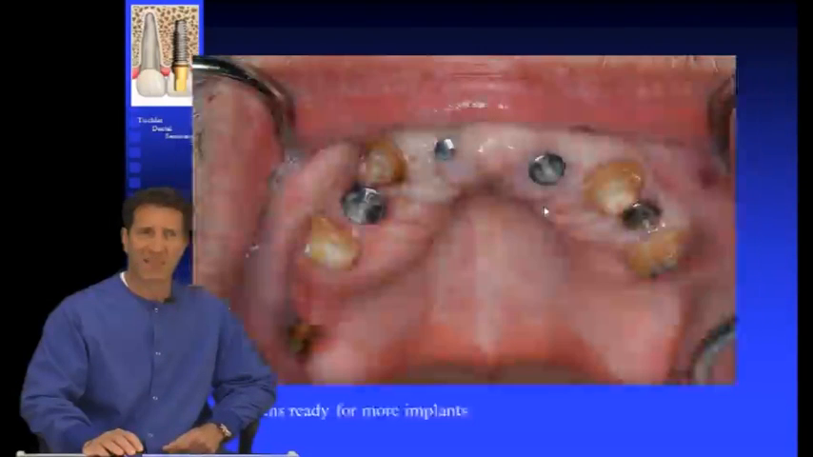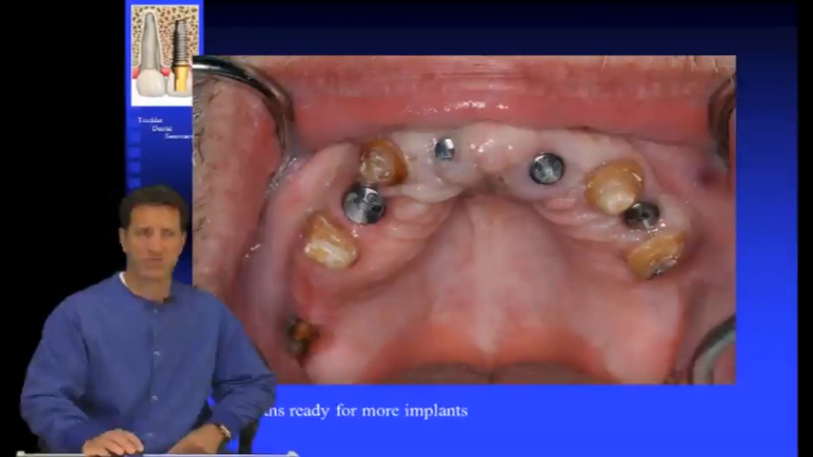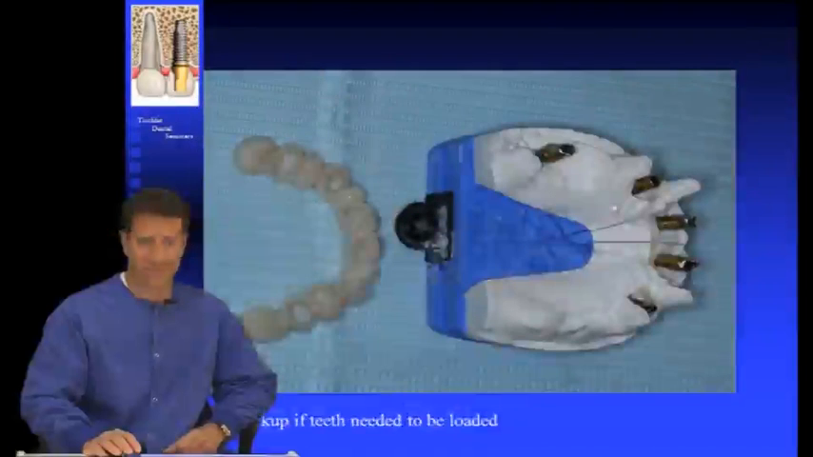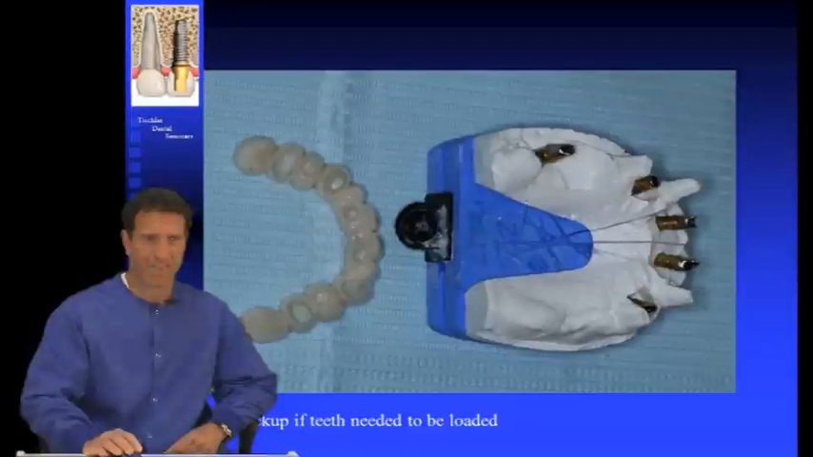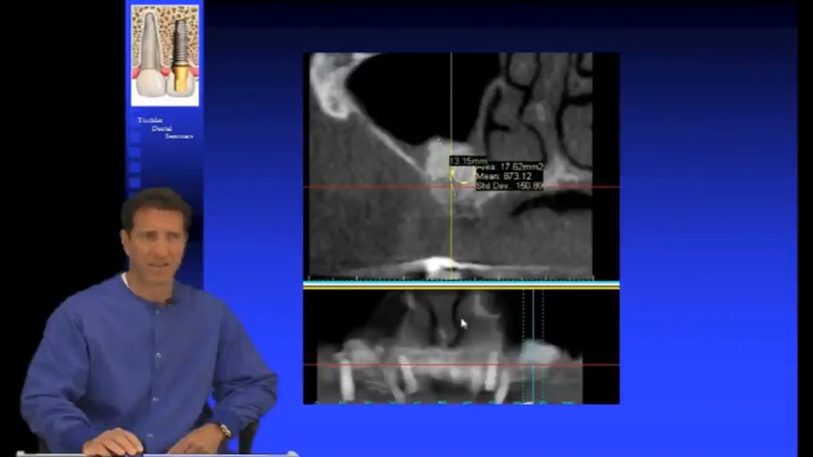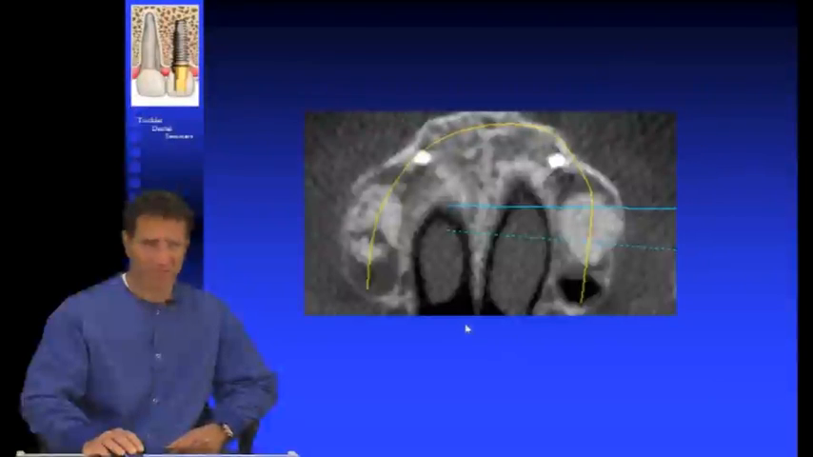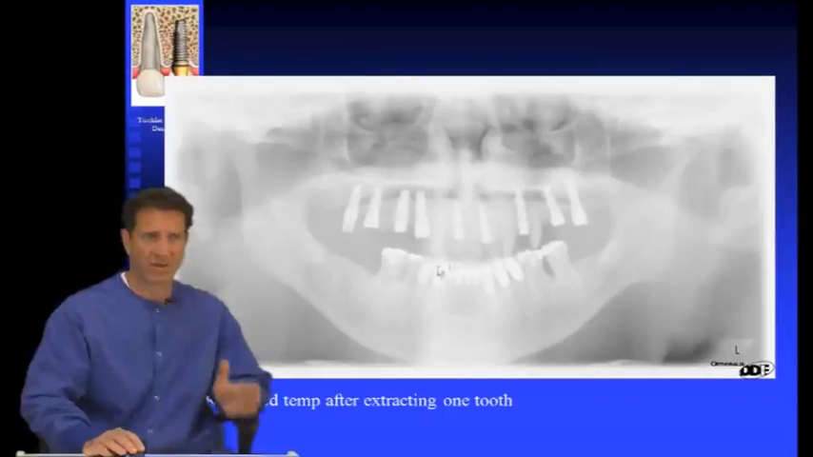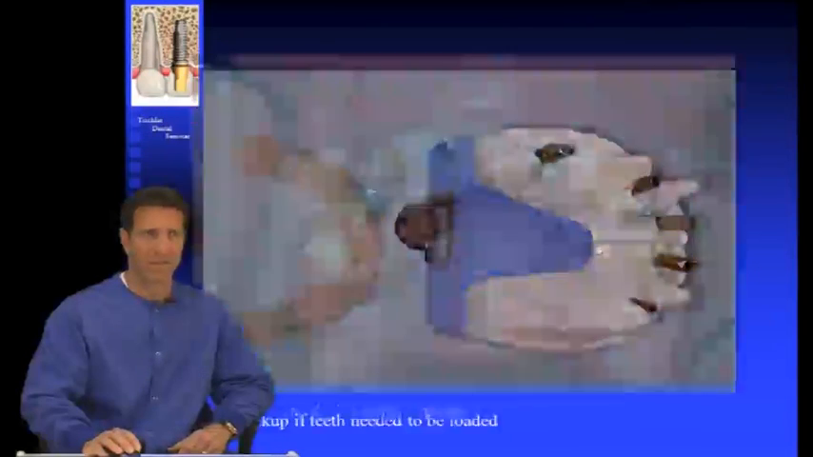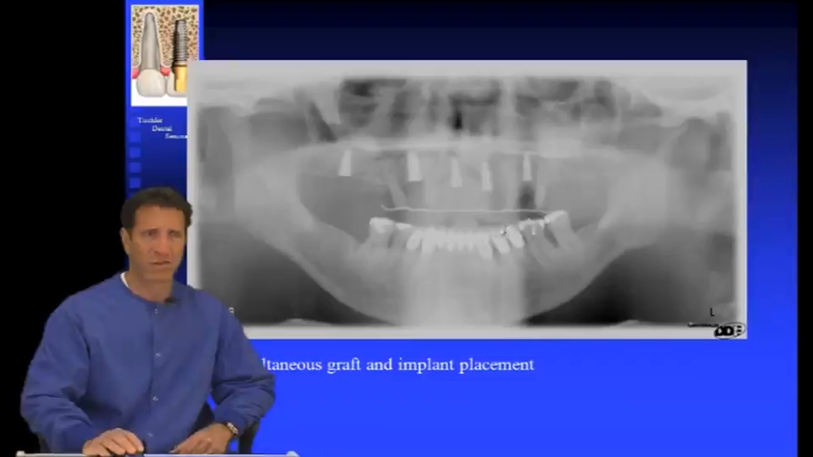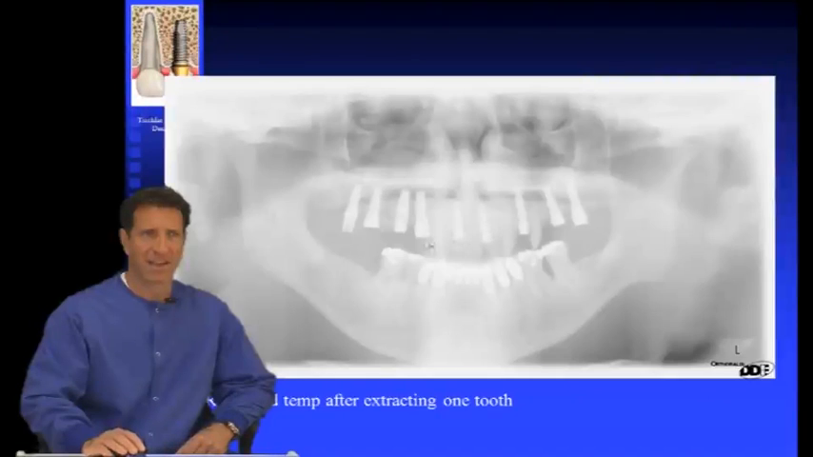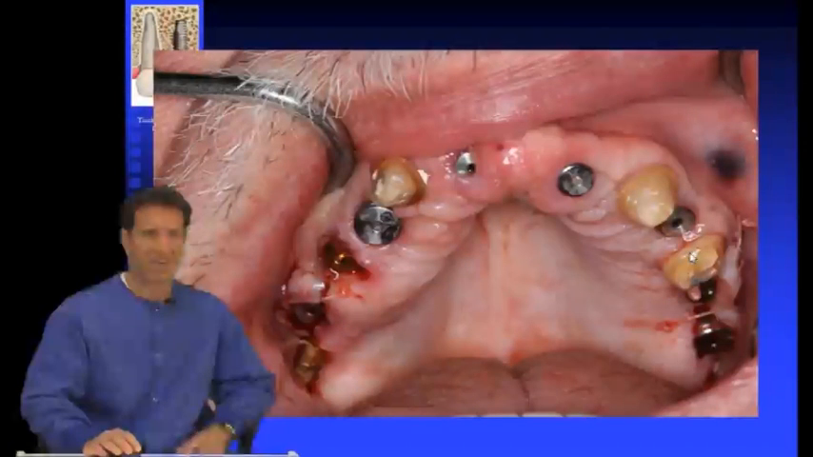Then I went back after about 3 months, and I actually used these implants to support another provisional and some of the natural teeth. And then I went back and placed more implants. So I segued the case. So here we had 5 implants, and then I added more, another 5 implants, and I kind of segued it.